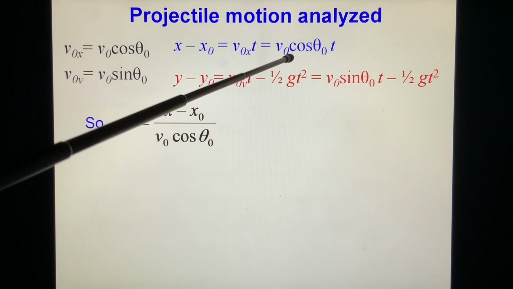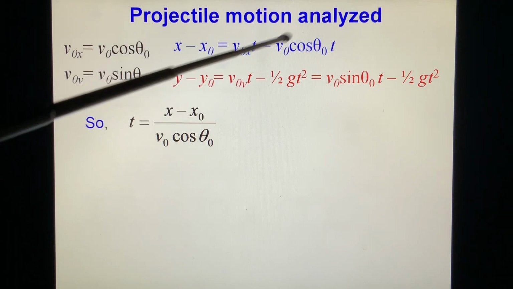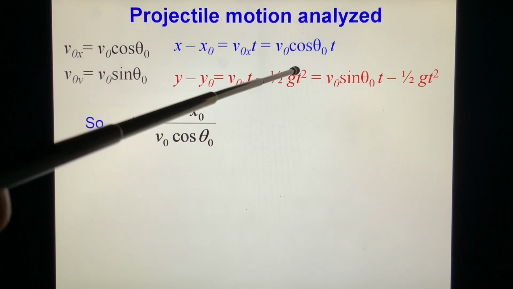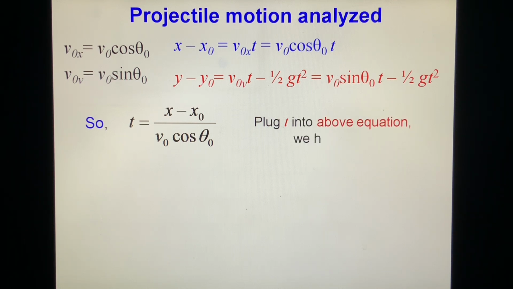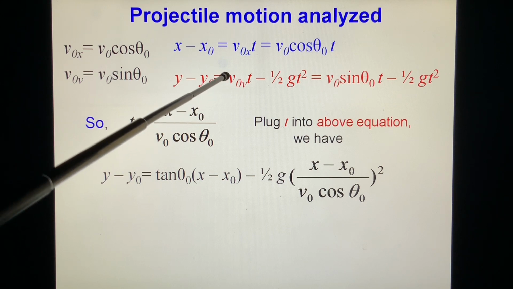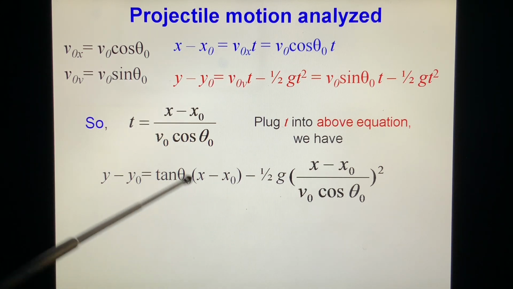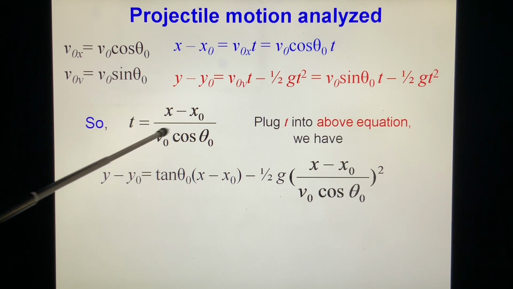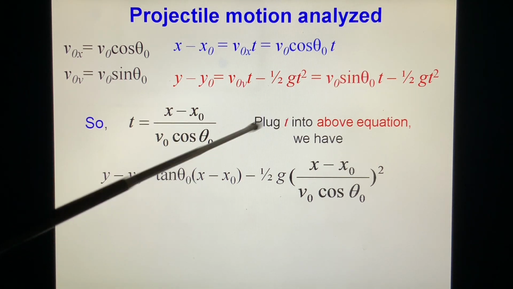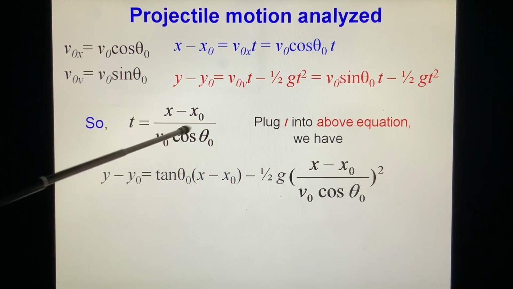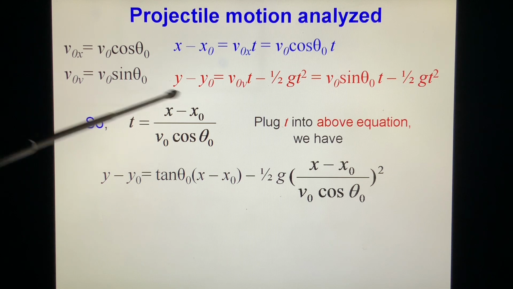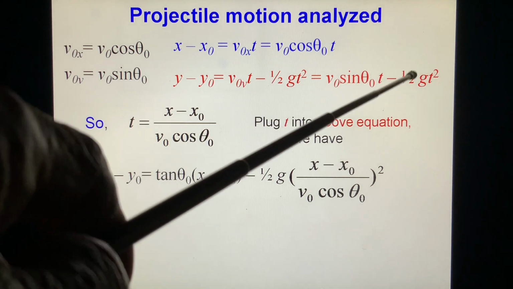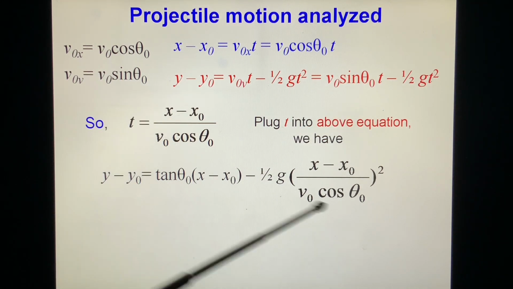Now, t equals x minus x0 over V0 cosine theta. We plug this t into the y equation. So y minus y0 equals V0 sine theta 0 times t, where t is x minus x0 over V0 cosine theta 0. V0 cancels out, and sine theta over cosine theta becomes tangent theta times x minus x0. Then you have minus half g t squared, with t equal to x minus x0 over V0 cosine theta. This is the projectile equation.